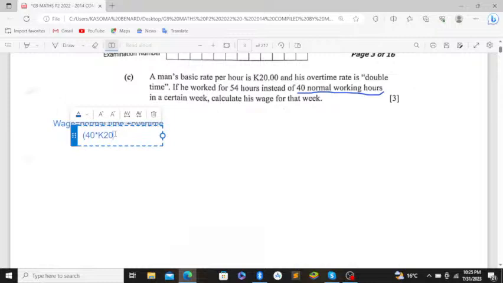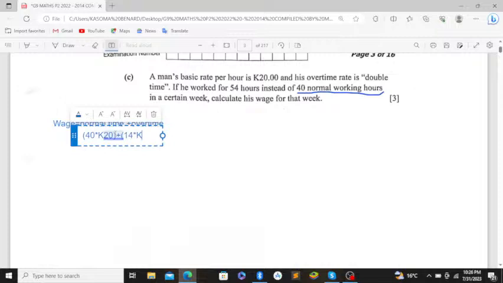Then we say plus, we open a bracket, plus 14 hours times 40.